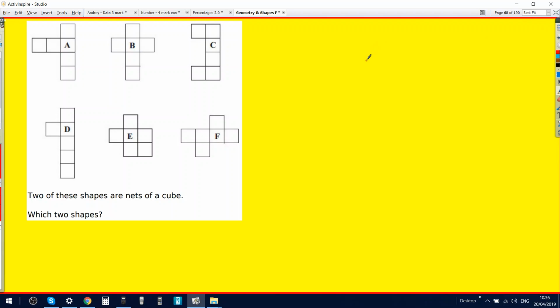2 of these are nets of a cube. Which 2? So if A is the bottom, I think A will go over a few times from the bottom. No, it won't. So I don't think A is one. Yeah, it's not, because on the side of A it'd be missing. So what else? B. I think B could be one. Yeah.